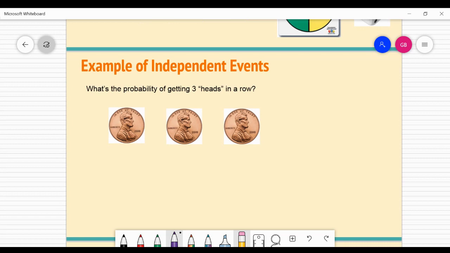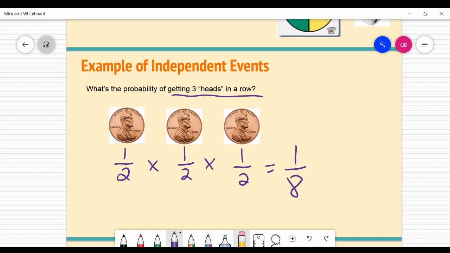Another example of an independent event, what's the probability of getting 3 heads in a row? Well, these events are independent. So the probability of getting heads the first time is 1 out of 2. The second time is also 1 out of 2. And the third time is also 1 out of 2. These are independent events. But now the probability of getting 3 in a row, then you have to multiply these. So that's going to be 1 out of 8. That's 0.125.